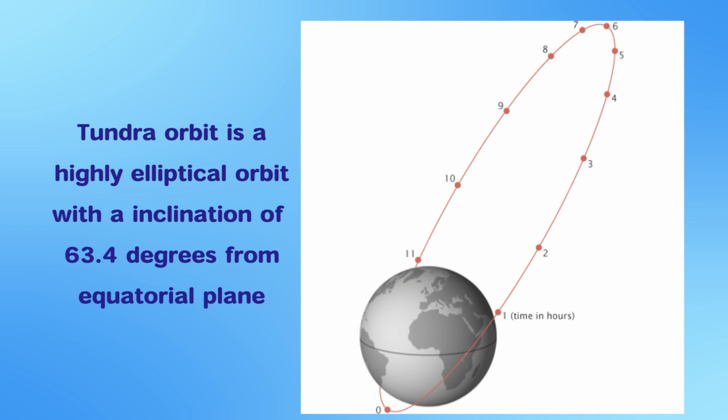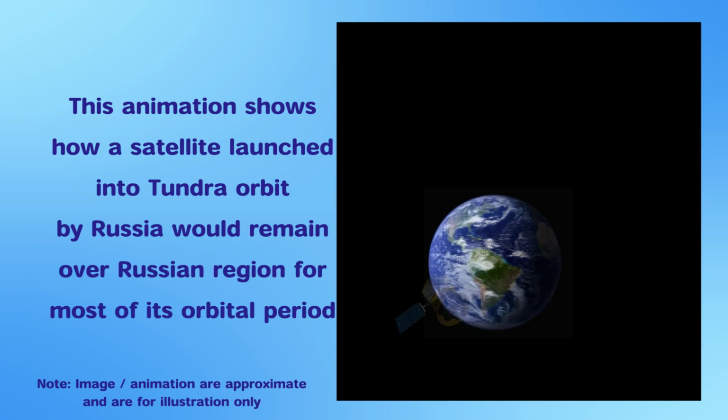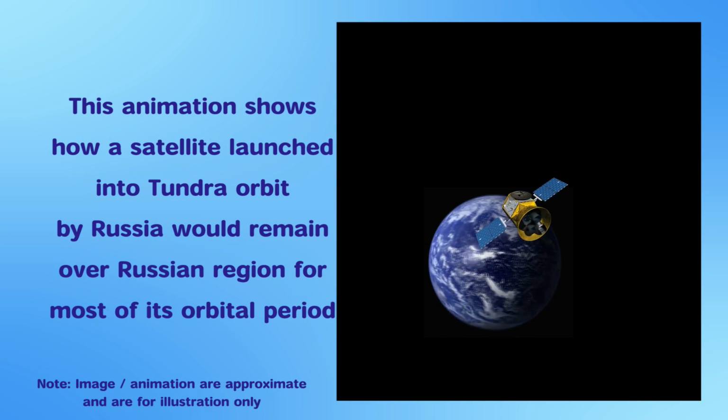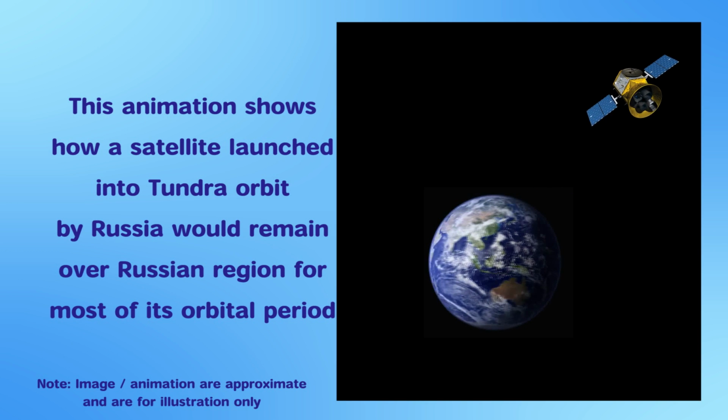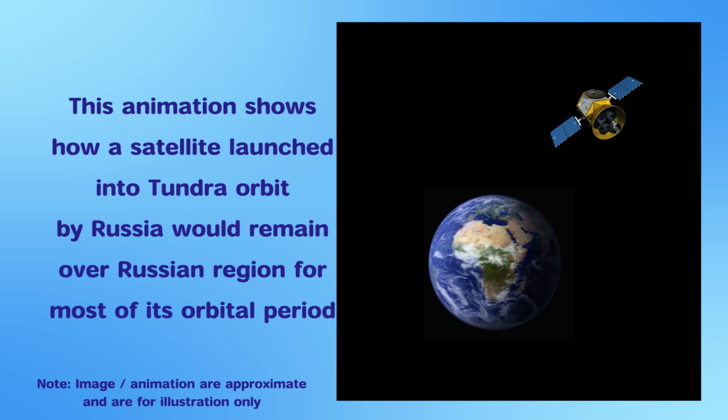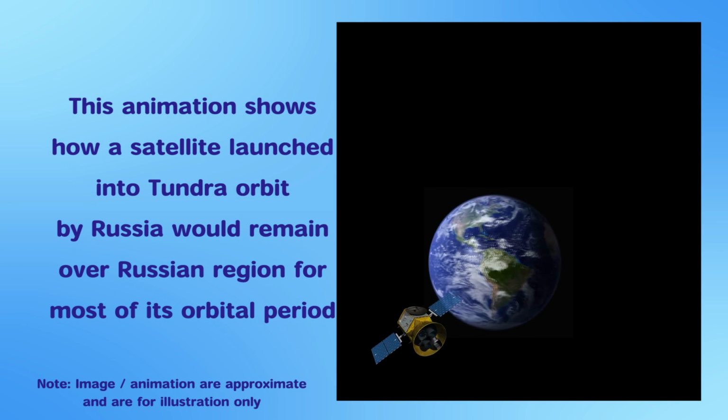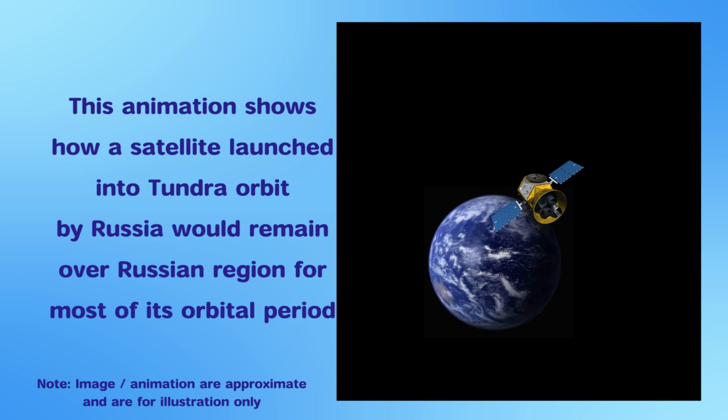Tundra orbit is an example that has been used since the time of Soviet Russia. It is a highly elliptical geosynchronous orbit with a high inclination of 63.4 degrees, similar to what is shown here. By using this orbit, the satellite would remain above Russia for most of the day. But eventually, the satellite would move away and will be away for a brief period of time.